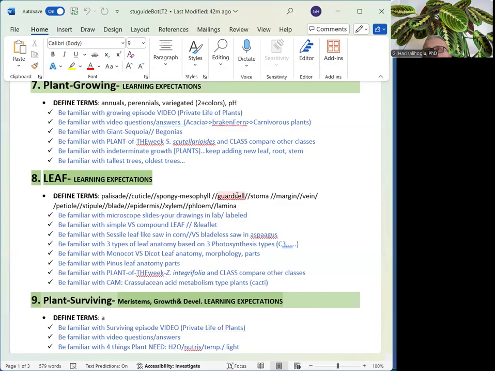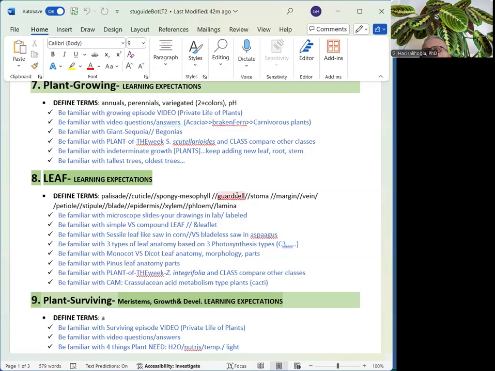Also know simple leaf versus compound leaf, and what kind of compound leaf. These are all important, along with some examples. And the slides you drew about leaf anatomy: two classes, monocot and dicot, and also the gymnosperm pine needle leaf cross section, simple versus compound leaf, and leaf versus leaflet.